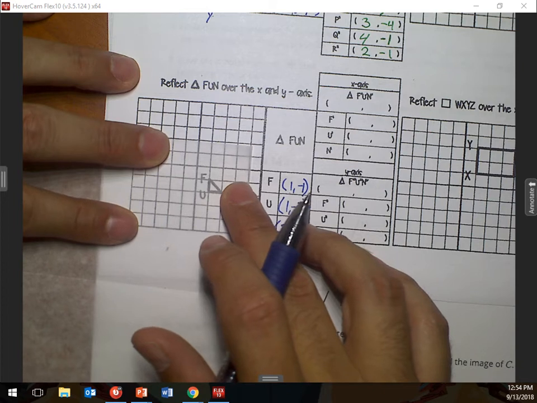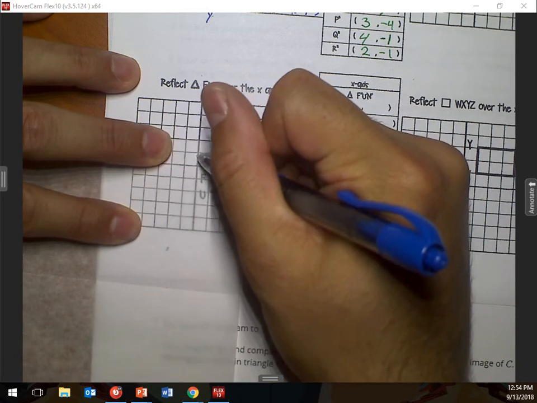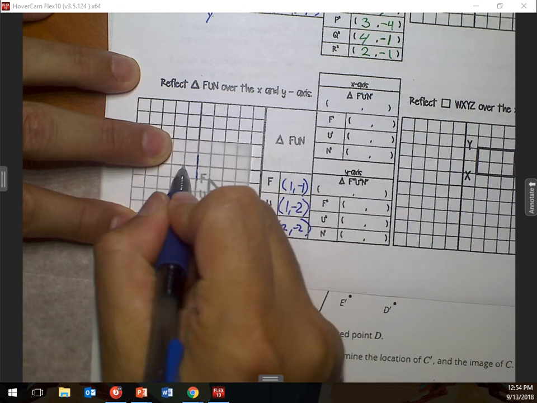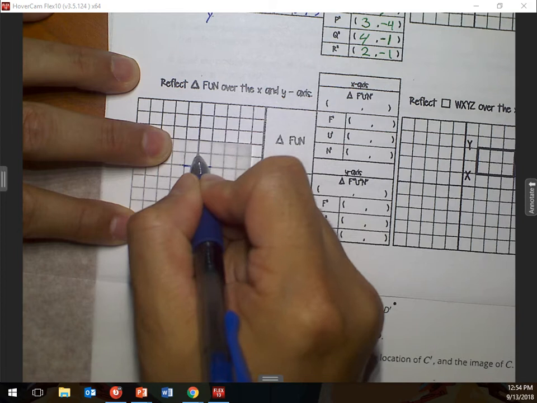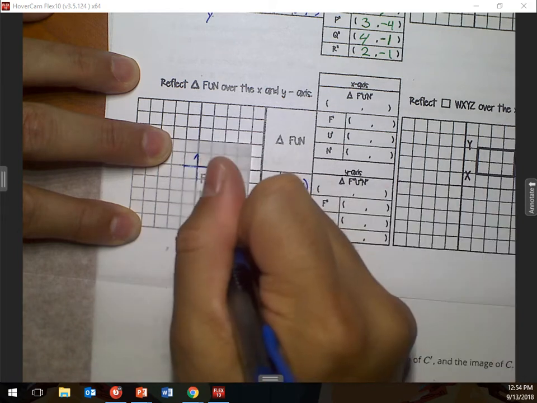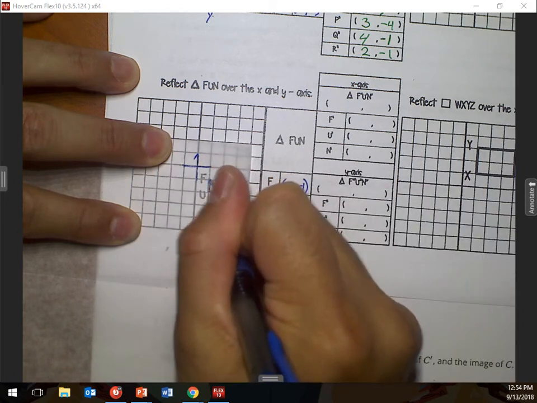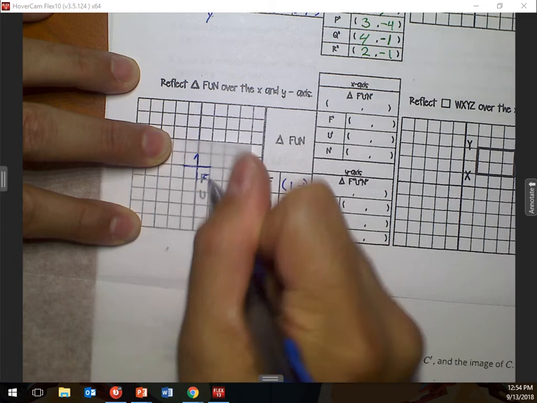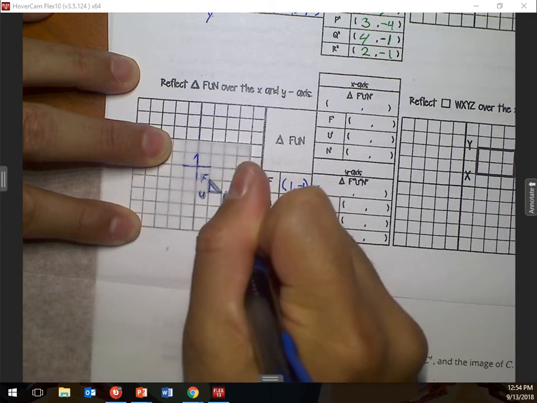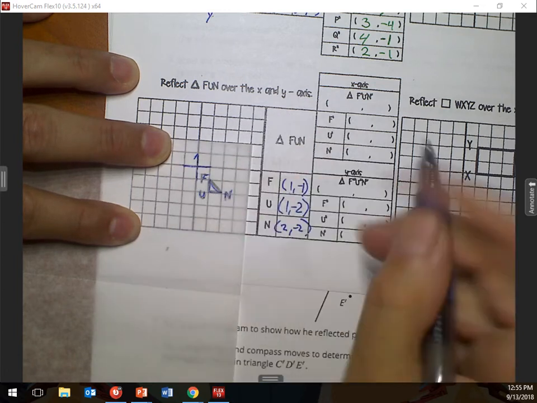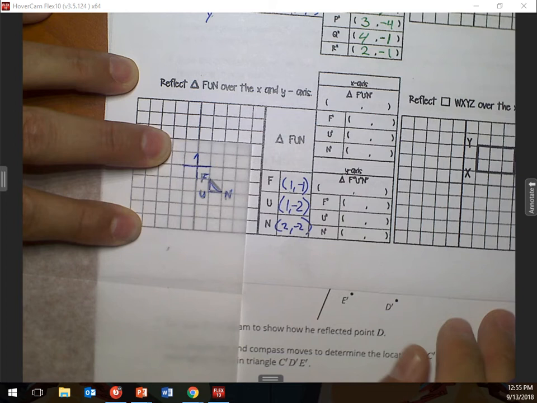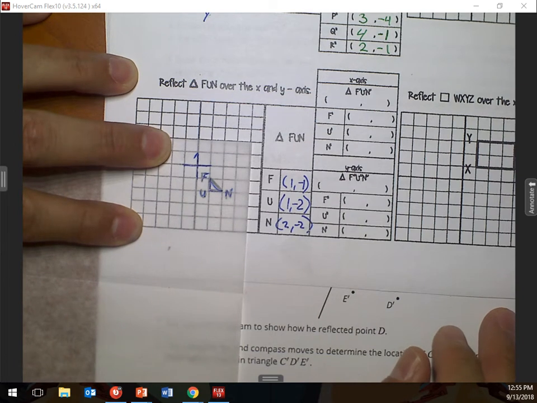So I'm gonna start by doing my axes. Make sure I mark which way it goes up. This is F, U, N. Okay, so what's the first thing I need to do?